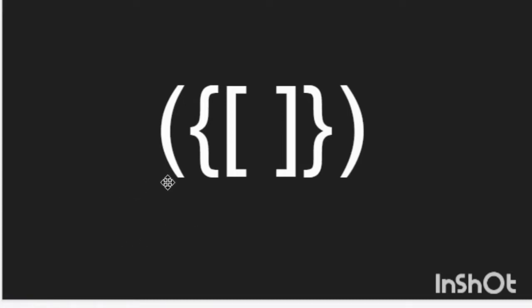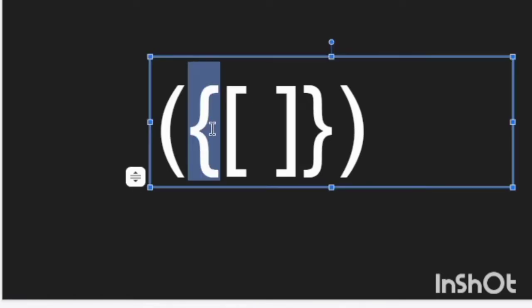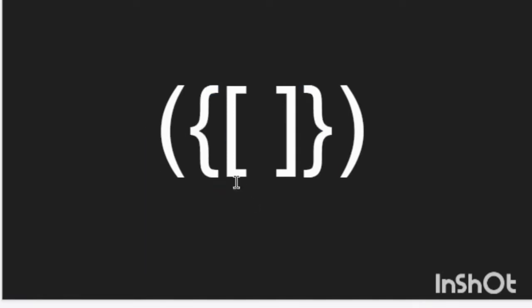A string is given, and there can be 6 characters present, which are open bracket, close bracket, open curly braces, closing curly braces, open square bracket, closing square bracket. And you have to tell whether the expression made by these is balanced parenthesis or not. Let's see some examples.